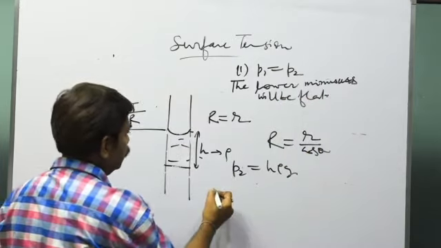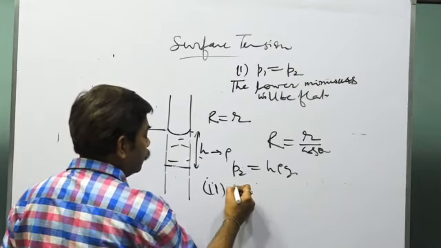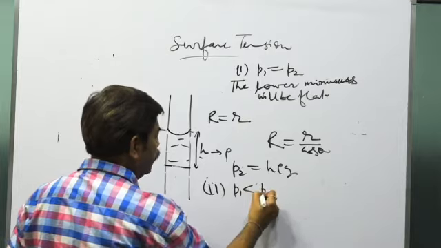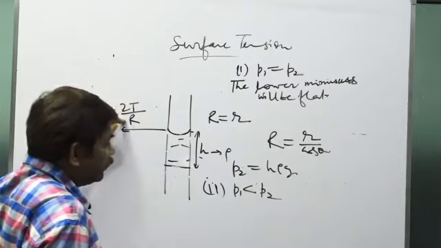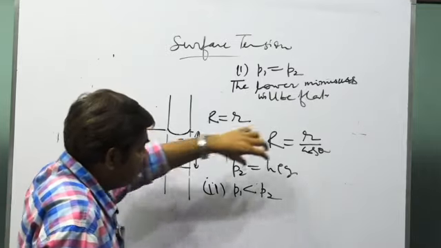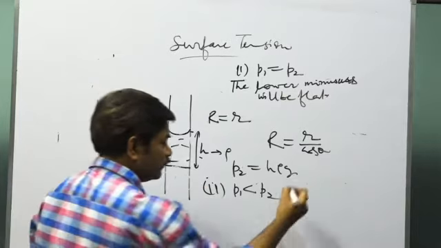Now see the second case. Second case is what? If you find that P1 is less than P2, means what? This pressure difference 2T by R cannot balance this H rho G. We need the pressure from the lower side also. In this case the figure will become like this.